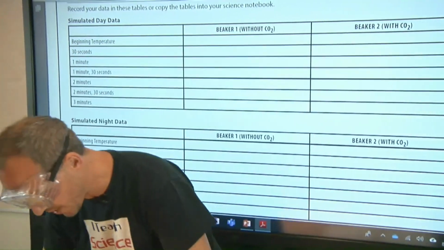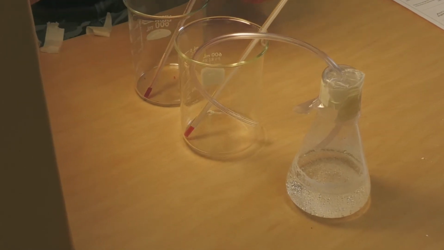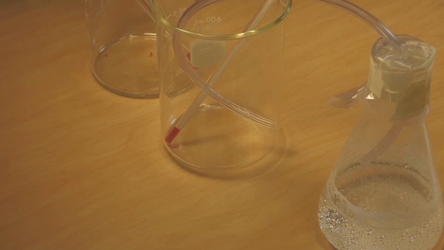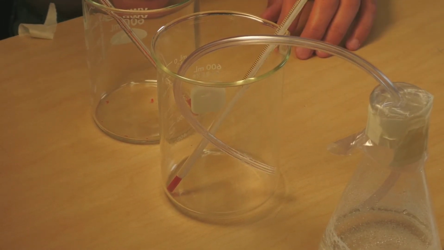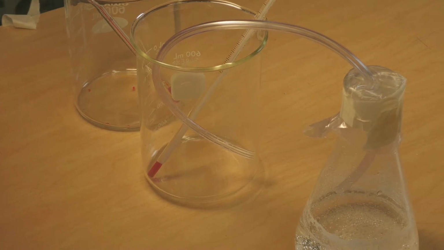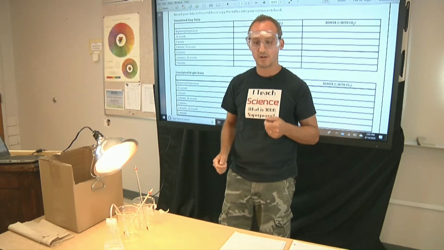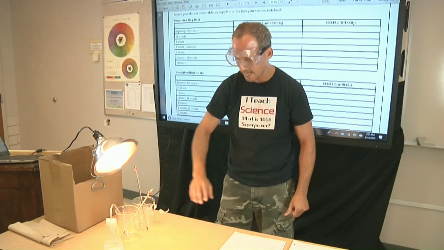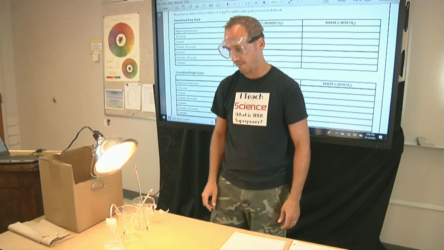Okay, so initially here, I'm going to take a look. In our one without carbon dioxide, we're at about 20, we'll call it 21 degrees Celsius. And in our beaker with carbon dioxide, we're at about 24 degrees Celsius already. So you've got a difference there of, 24 to 21, about 3 degrees Celsius already. So some way or somehow that carbon dioxide is heating up this beaker of air.